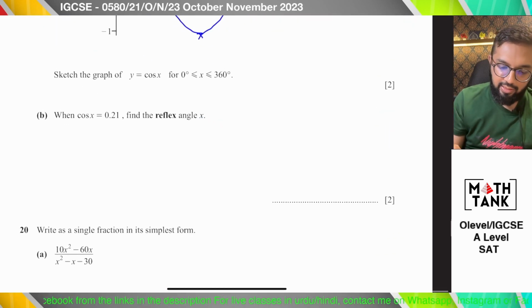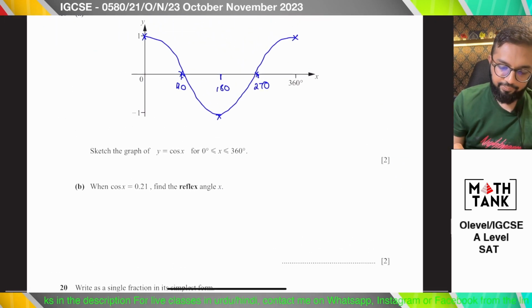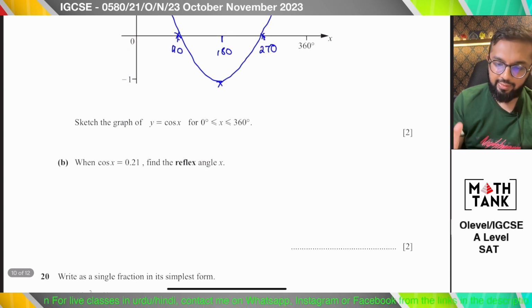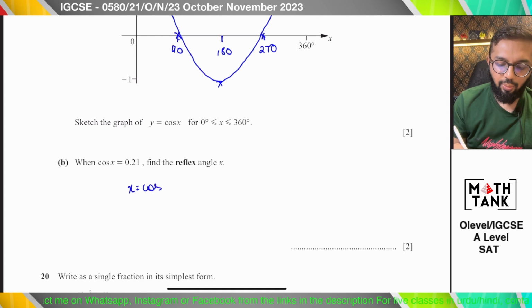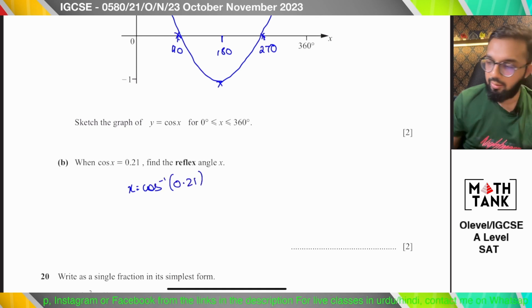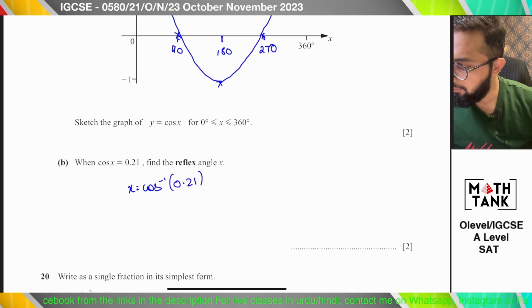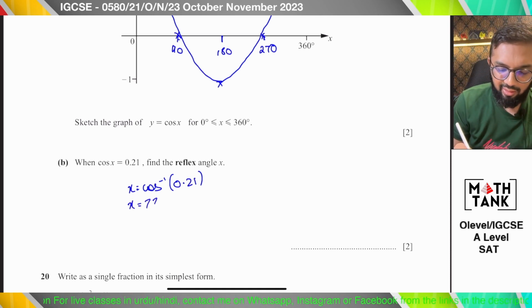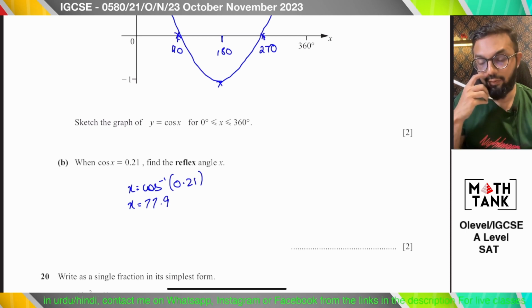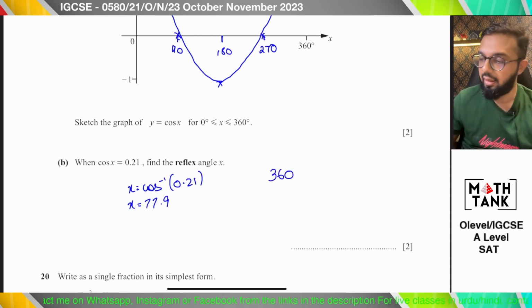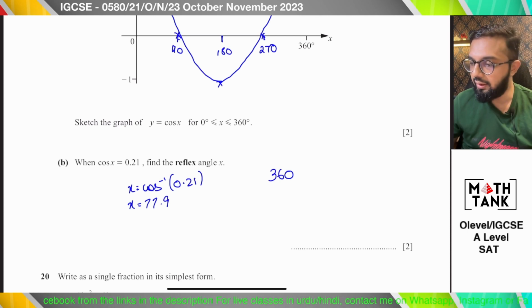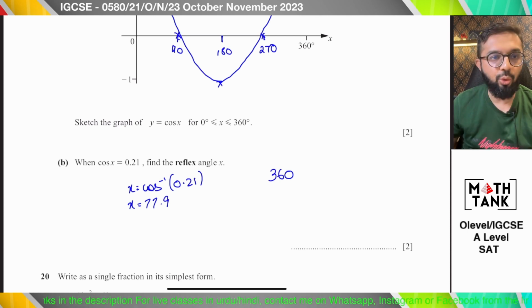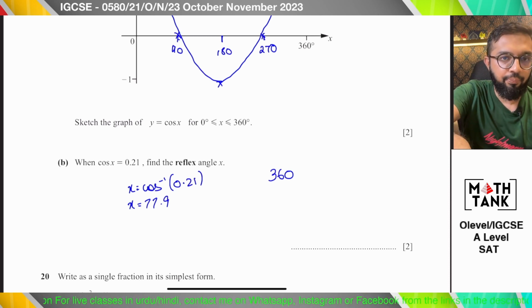Then it says when cos x equals 0.21, find the reflex angle x. So again, you do cos inverse of 0.21, but you end up getting 77.9 on your calculator. Now that's not a reflex angle. What do you do for reflex angles? You subtract from 360. You say that 360 minus 77.9 should give me the correct answer, and that is 282.1.